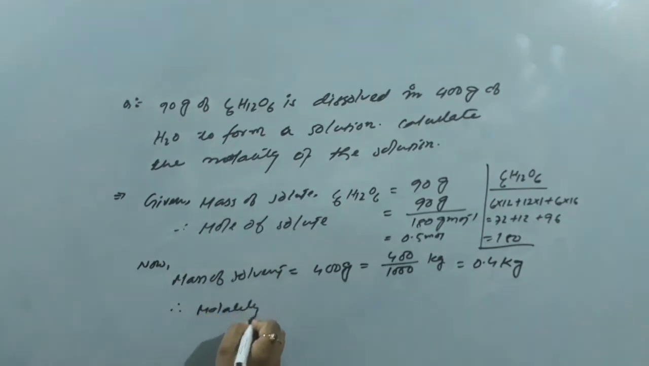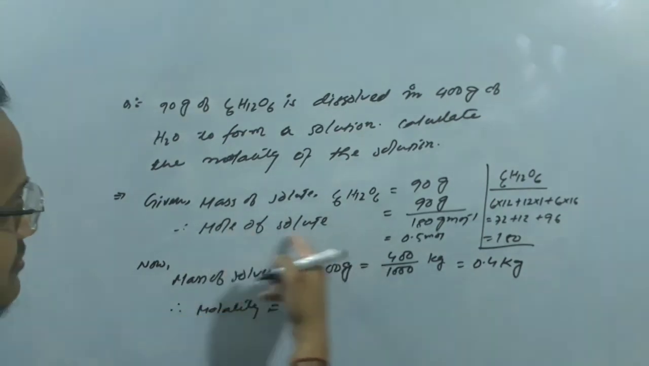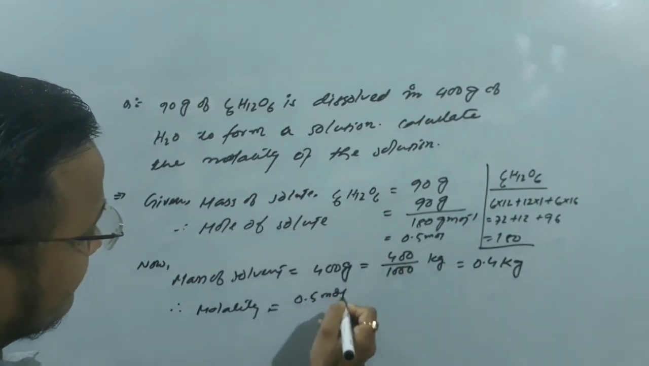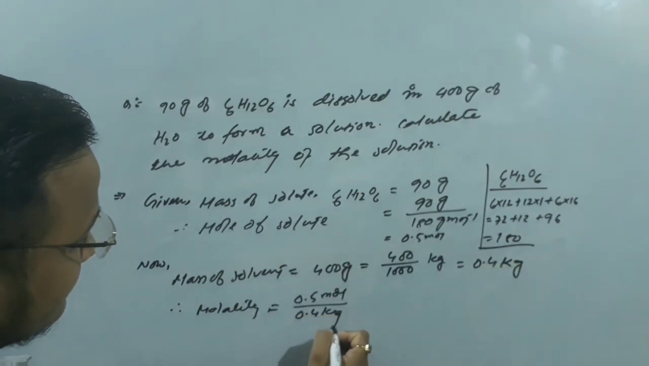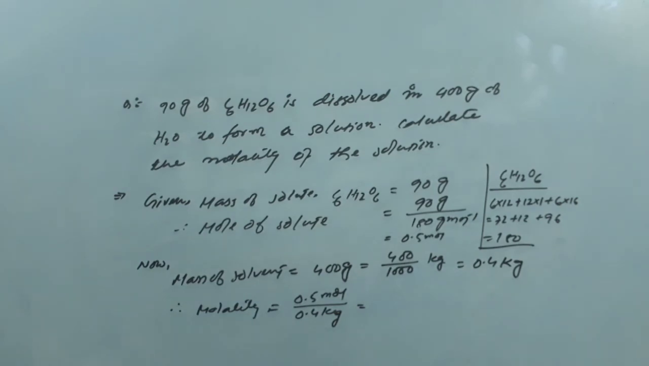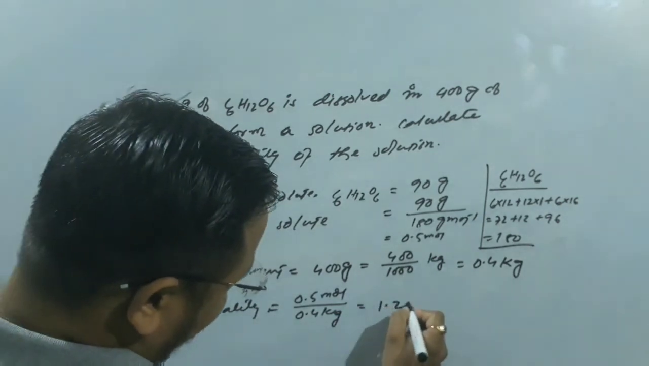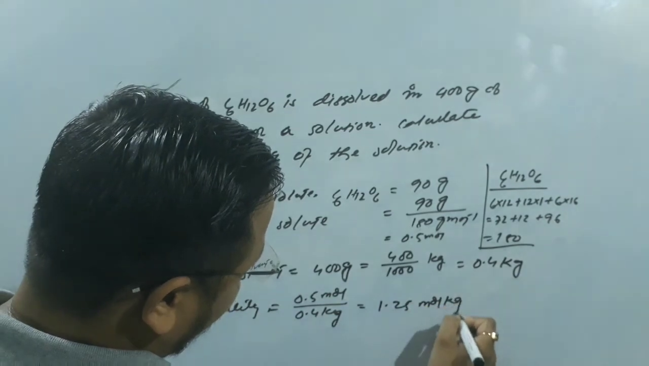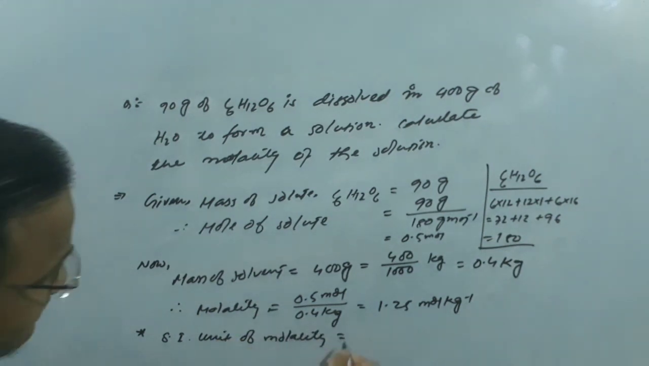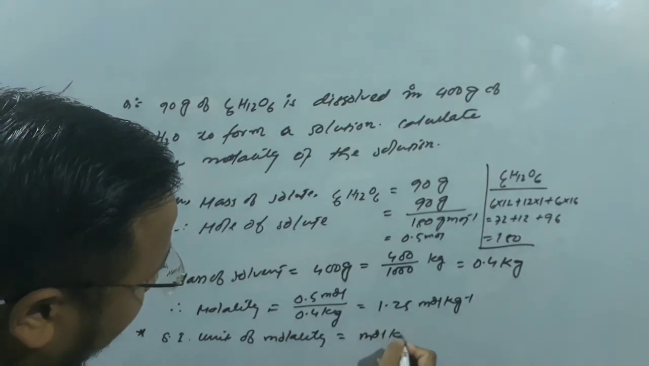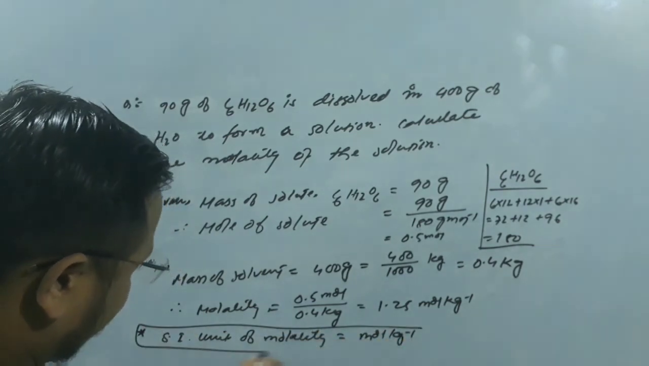Therefore molality equals moles of solute, 0.5 mole, divided by mass of solvent, 0.4 kg. This equals 5 by 4, and if you divide 5 by 4 it will be 1.25 mole per kg. So from this numerical we get to know one more new thing: the SI unit of molality is mole per kg. This is the new thing we have learned now.